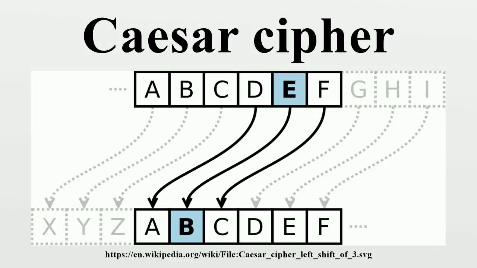In cryptography, a Caesar cipher, also known as Caesar's cipher, the shift cipher, Caesar's code or Caesar shift, is one of the simplest and most widely known encryption techniques. It is a type of substitution cipher in which each letter in the plaintext is replaced by a letter some fixed number of positions down the alphabet. For example, with a left shift of 3, D would be replaced by A, E would become B, and so on.